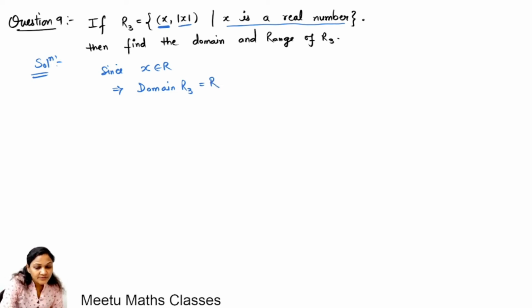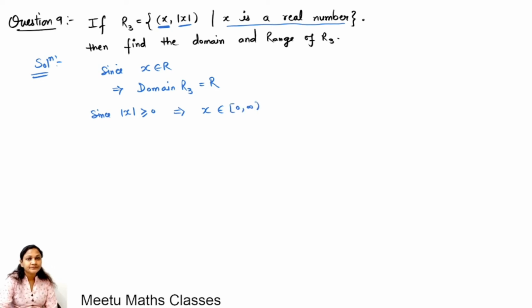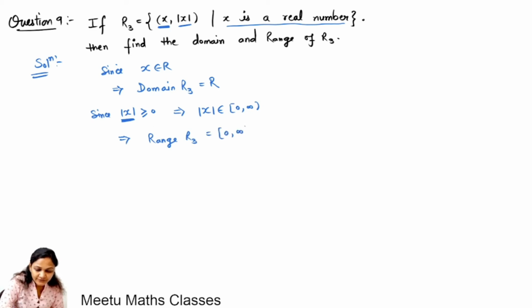Again, the possible values of modulus x will give you the range. When x belongs to R, since modulus of x is always greater than or equal to 0, modulus x belongs to 0 to infinity. So the range of R3 is equal to 0 to infinity.